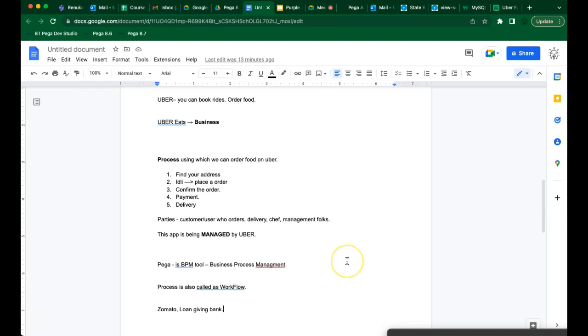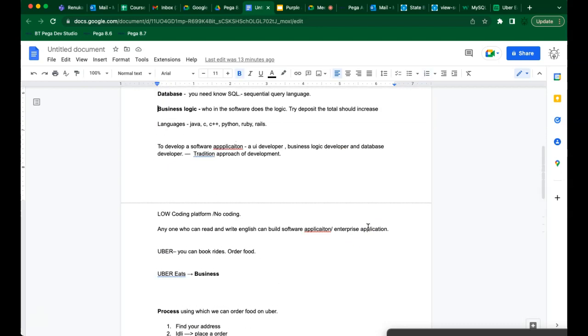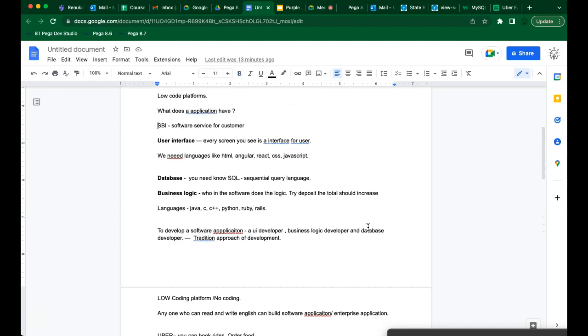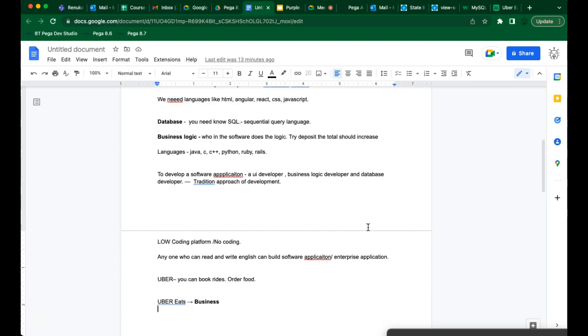So what did we do? We understood what the software is all about, right? And we understood what BPM is all about, right? What does BPM, business process management, stand for? And we also understood that in a software we do have a user interface, a database, a business logic, right? And what languages are necessary to achieve that, and what is a low coding platform?